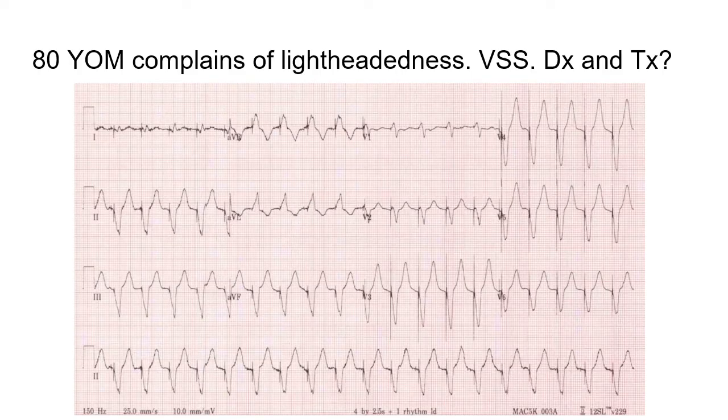All right, so this is an 80-year-old complaining of lightheadedness. Vital signs are stable. Differential and treatment for this patient? So wide or narrow? Wide. Okay. Is it regular? So wide, regular, lightheaded. What do we think? I don't see P waves. No. Yeah, maybe we can see some P waves there.